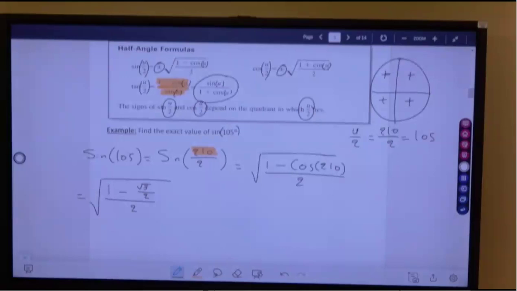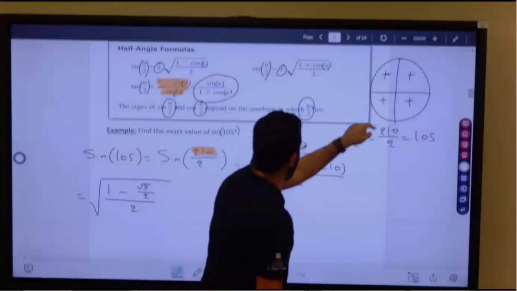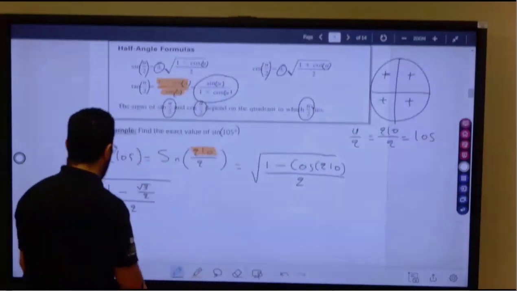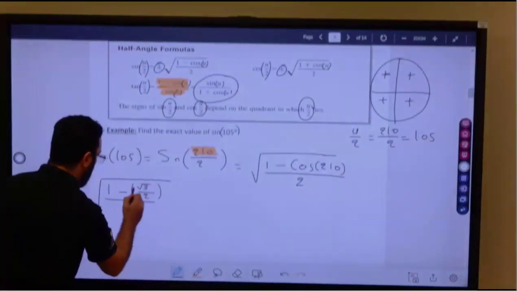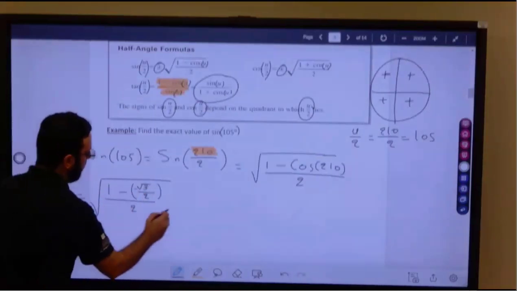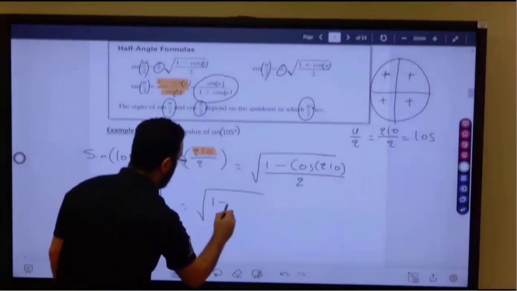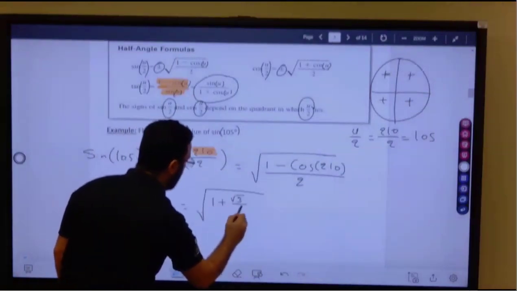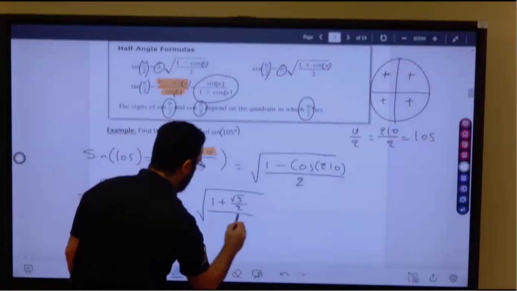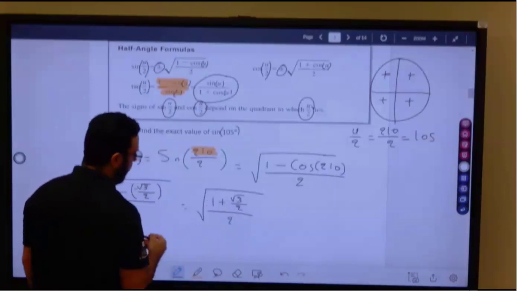Or you can say, 210 is on the third coordinate, so the sign for the cosine 210 is going to be negative. That means it's negative square root of 3 divided by 2. In this case, negative times negative is going to be positive. So it's going to be the square root of 1 plus square root of 3 divided by 2, and everything divided by 2. Now we're going to find the common denominator here on the top.